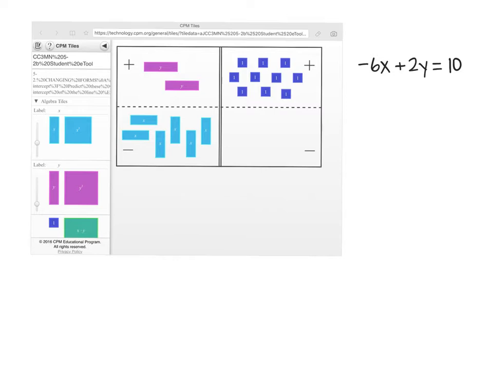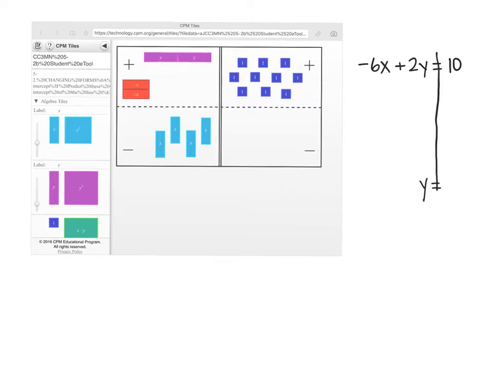Here is the E-tool. And now I'm going to rearrange my tiles to get y by itself on the left side of the equation mat. So the starting equation is negative 6x plus 2y equals 10. First, I want to see these tiles all in the positive region, so I am going to start by flipping these tiles to the positive region. This is just another way of showing negative 6x plus 2y equals 10.